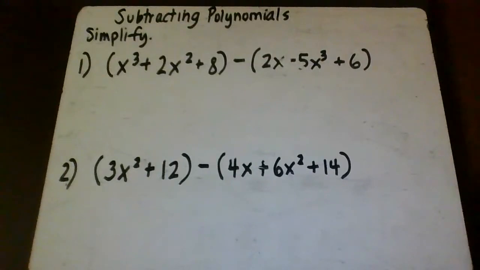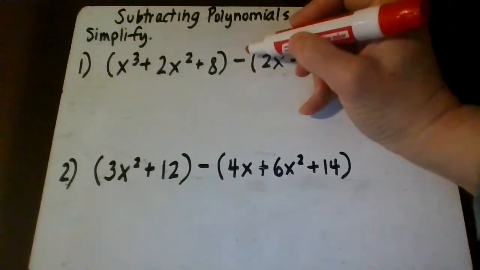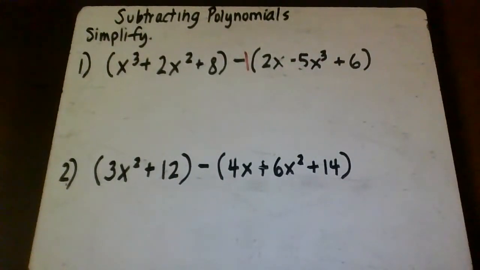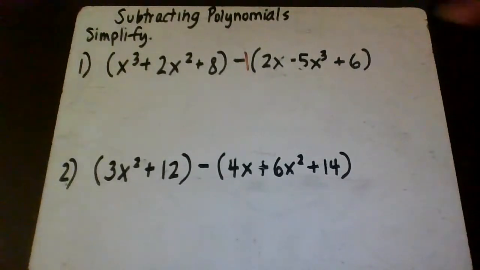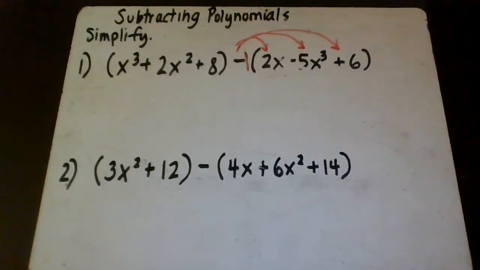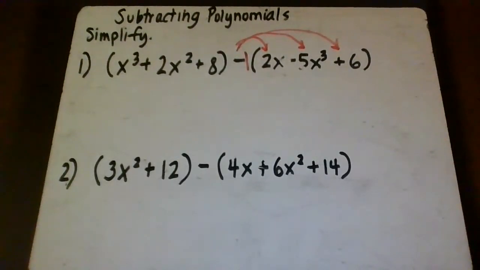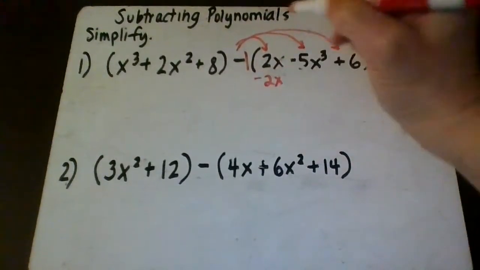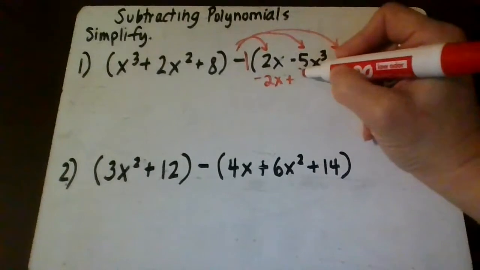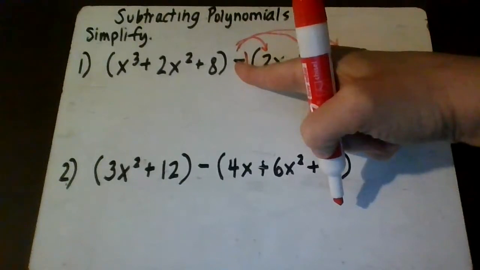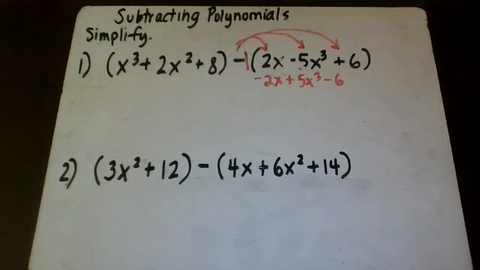Now, essentially, subtracting is just really distributing a -1. You know that with subtracting, there's that invisible one in there. So really, all you're going to do is distribute that negative sign to every term in the polynomial that it follows. So you have -1 times 2x, which would be -2x. You have a negative times a negative, which would make it a positive 5x to the third. And then you have -1 times 6, which would be -6.